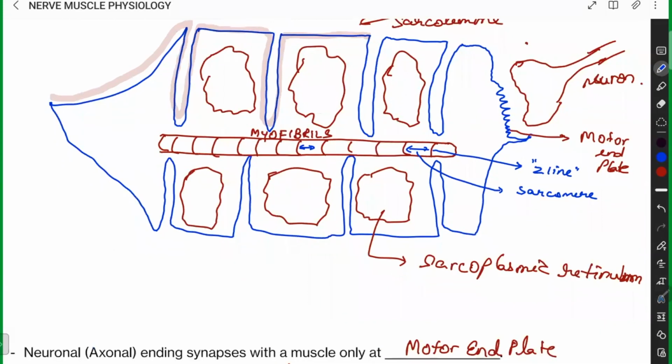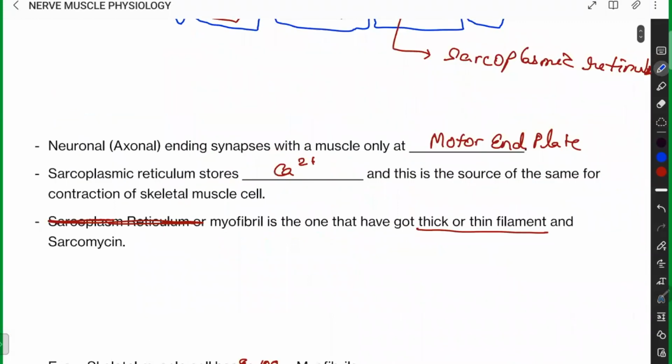Okay, now let us quickly go through some one-liners. The neuronal endings are going to synapse with a muscle only at the motor end plate. The sarcoplasmic reticulum has a unique function because it is going to store your calcium, because this calcium is essential for the contraction of your skeletal muscle. Coming back to the myofibril, this has thick filament, thin filament, and the sarcomere. We are going to discuss what is thick filament, what is thin filament, and what is sarcomere. Before moving to that, every skeletal muscle has 9 to 100 myofibrils.